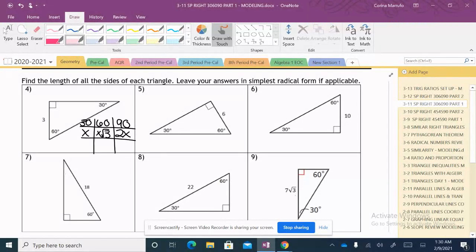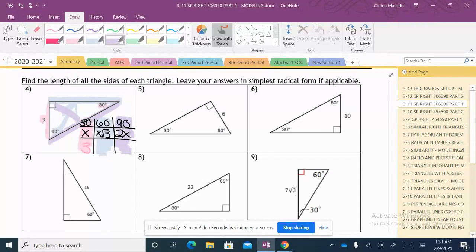So the side across our 30. So here's my 30. The side across my 30 is 3. So then the 3 is going to go right here. Okay, then we have the side across the 60. Okay, the side across the 60 is this side right here. It goes directly across. And then that one, we don't know. That's what we're looking for. Okay, then this one right here across the 90-degree angle, we don't know either.